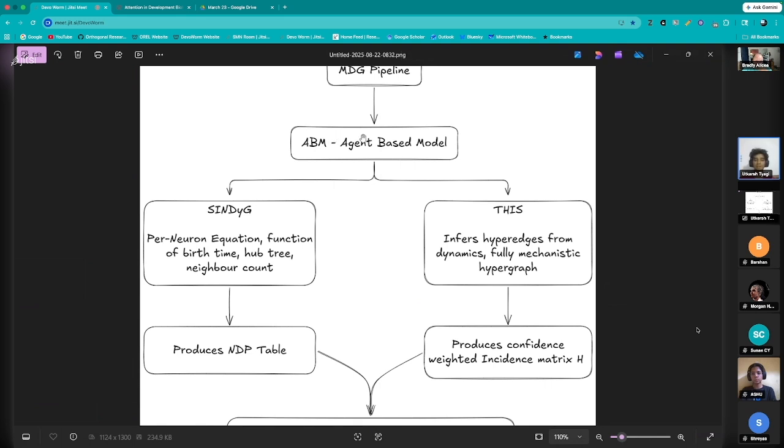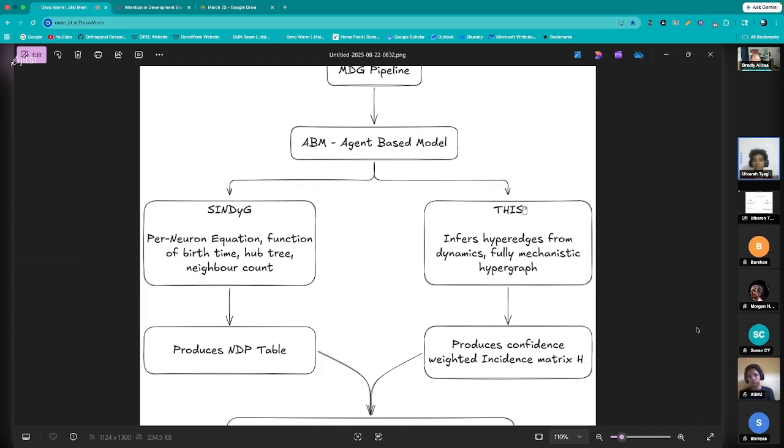Now I'll be implementing that over my ABM output. The ABM is there to validate whether SINDyG would work with that or not. Otherwise, I will have to modify it, since I cannot use it directly on the affiliate dataset. I will first try to validate using the ABM.